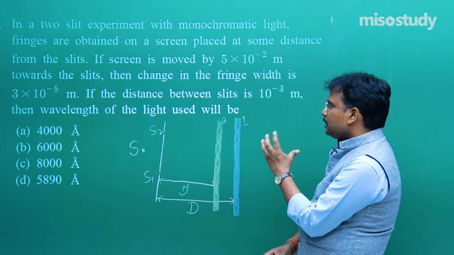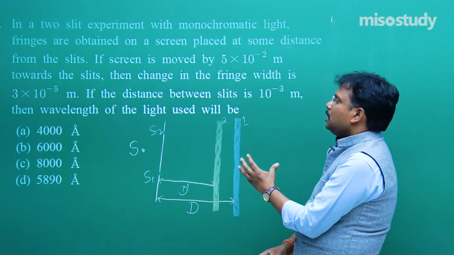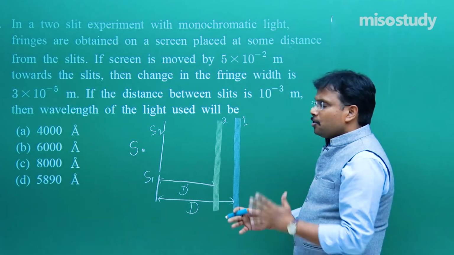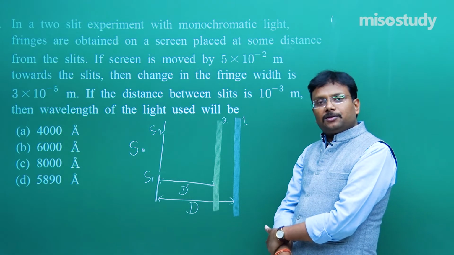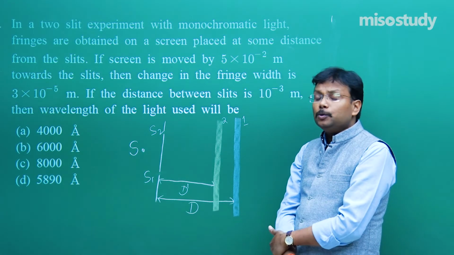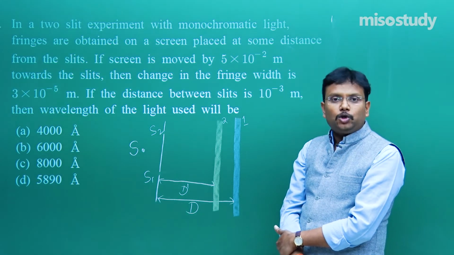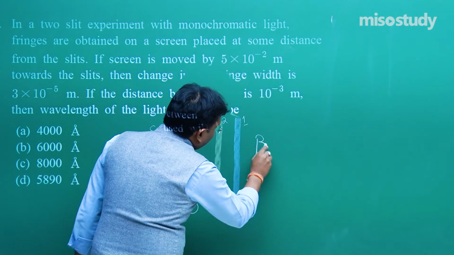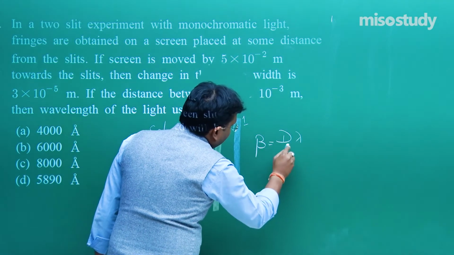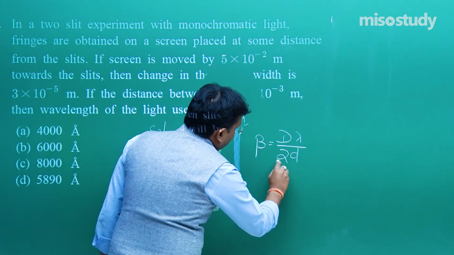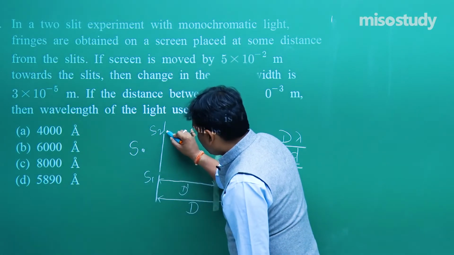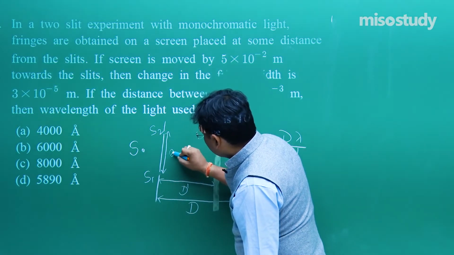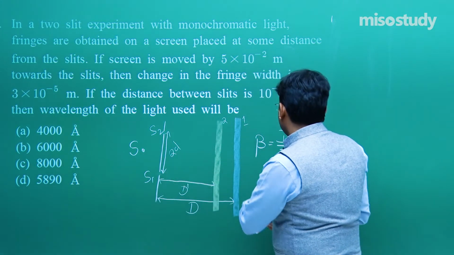They are interested in finding the change in the width of the fringes. So, what is the formula for the fringe width? Fringe width beta is equal to d lambda upon twice d. The formula is beta is equal to D lambda upon 2d, where 2d is, you know what? 2d is this spacing between the slits.